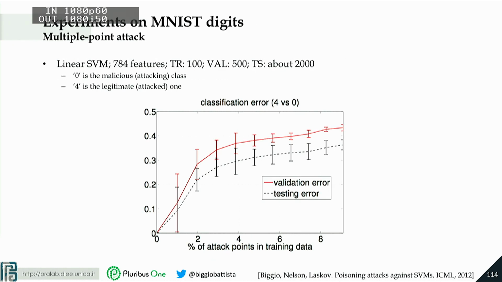I think I will make a break here. We can have a 10 minute break, if it's okay with you. I can start again at 12:20. Okay, let's make a break then.